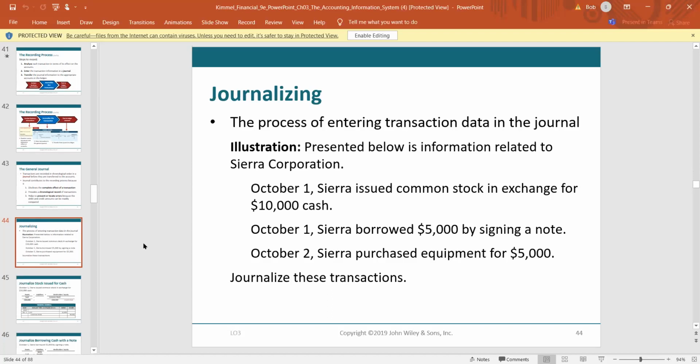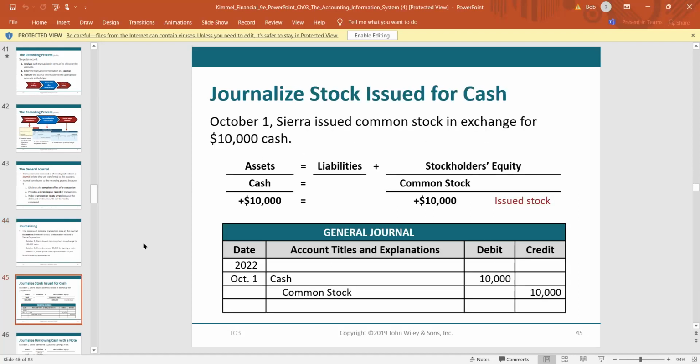Sierra issued common stock in exchange for 10,000 cash. So cash is going to be debited and common stock is going to be credited. Those are the normal balances of those categories. Then in the next transaction, they borrowed 5,000 and signed a note. So cash goes up with a debit and note payable goes up with a credit. And here they purchased equipment for 5,000. I assume that's cash. So equipment goes up 5 and cash goes down 5.